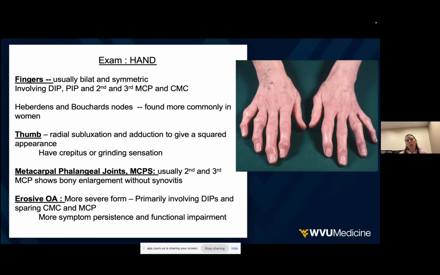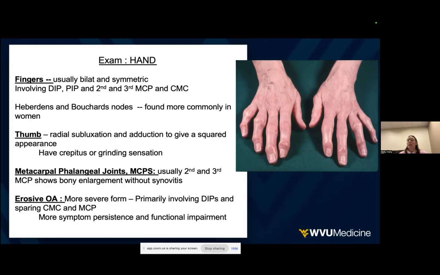So what are we going to be looking for when we're wanting to evaluate for osteoarthritis? Patients are coming and complaining of joint pain. So hands are where we're going to see it very commonly. Fingers, usually it's bilateral. It can or cannot be symmetric. Sometimes you'll find that if they're dominant in one hand, it may be worse in that hand compared to the other.